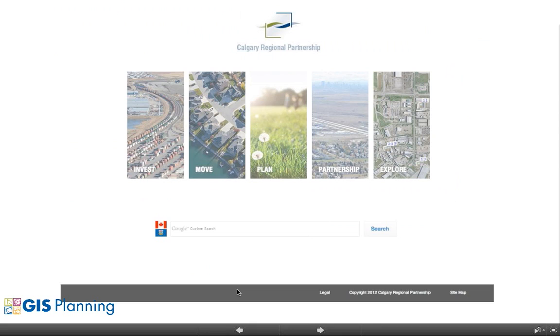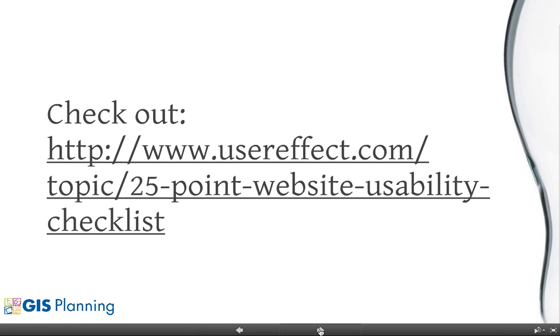One more example here is from the Calgary Regional Partnership in Alberta, Canada. This is also using very little text on the initial homepage, and you can see that you're interested in investing, moving, planning, partnership, or explore more information about the community. If you click on that, it'll take you right over to the ZoomProspector search application. So very, very useful way to do that.